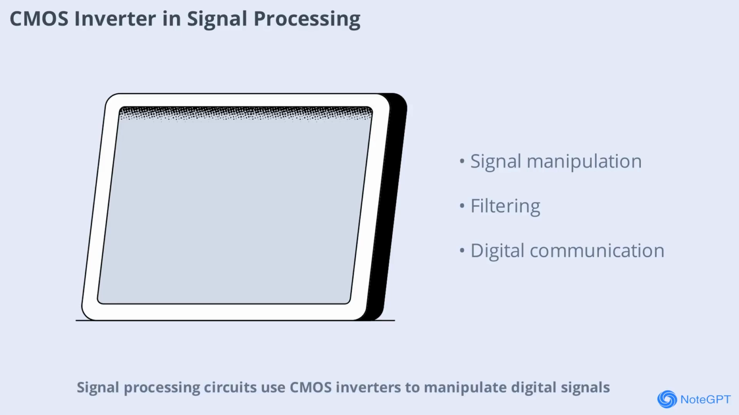Signal processing circuits use CMOS inverters to manipulate digital signals. Their ability to invert and amplify signals is crucial for filtering, encoding, and decoding information. We'll explore how inverters are used in signal processing and their impact on digital communication.